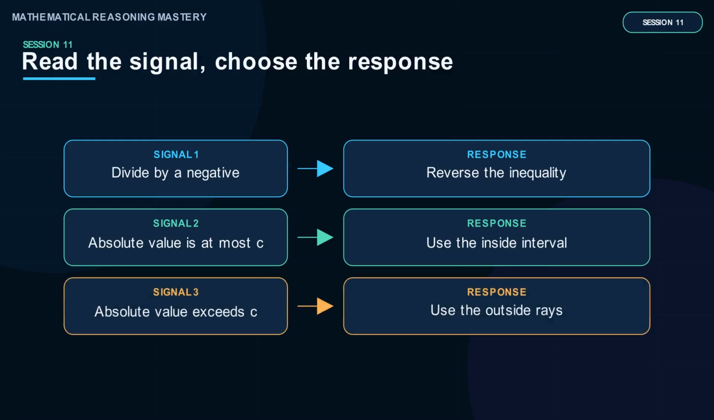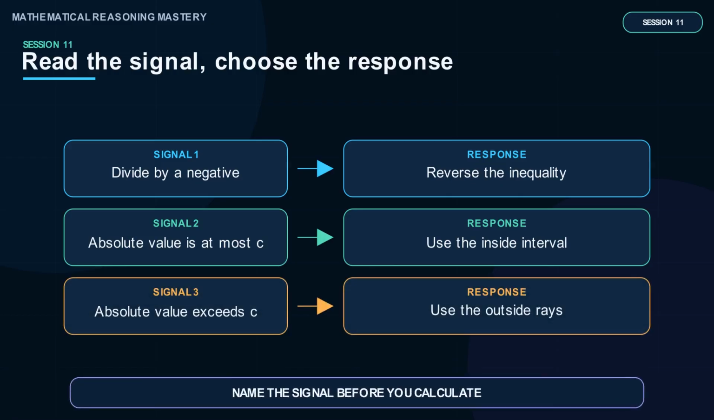Signal 3 is absolute value exceeds C. Remember, use the outside range. This separates plausible work from valid reasoning. If you cannot name the signal, pause and classify. A deliberate choice of method is usually faster than repairing a rushed setup.